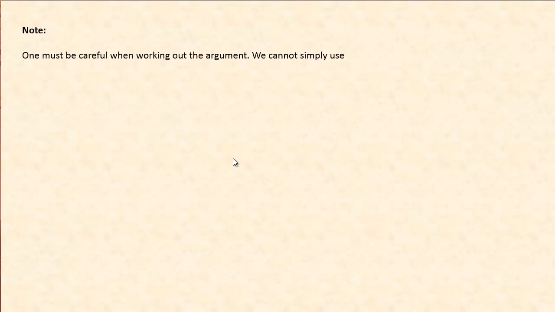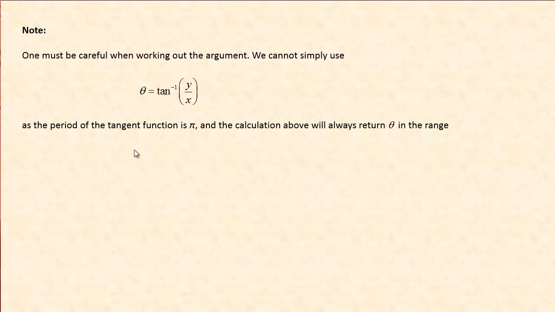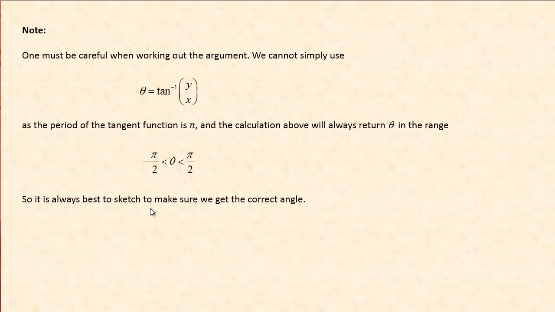Note, one must be careful when working out the argument. We cannot simply use theta is the inverse tan of y over x, as the period of the tangent function is pi, and the calculation above will always return theta in the range from negative pi by 2 to pi by 2. So it's only going to give us an angle in quadrants 1 and 4. And of course our complex numbers can be in any of the 4 quadrants. So it's always best to sketch to make sure we get the correct angle.